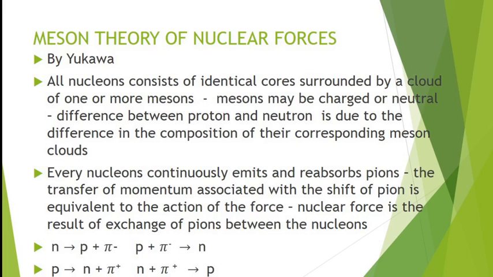Now you can see a proton converting into a neutron by emitting a positively charged pion, pi plus. So proton becomes neutron plus pi plus. On the other side, the neutron can absorb a pion pi plus and it will become a proton. You can check for charge conservation in this equation, and you can see that the law of conservation of charge is satisfied here. So that's about the meson theory of nuclear forces put forward by the Japanese scientist Yukawa.